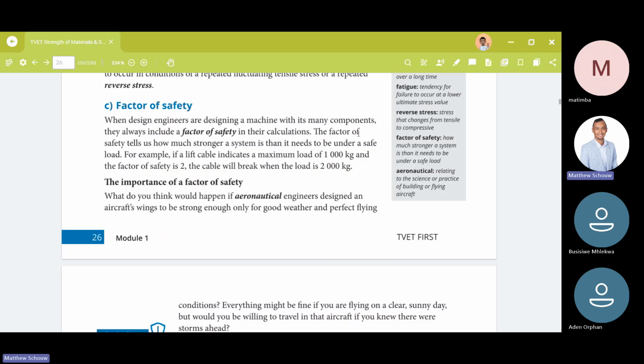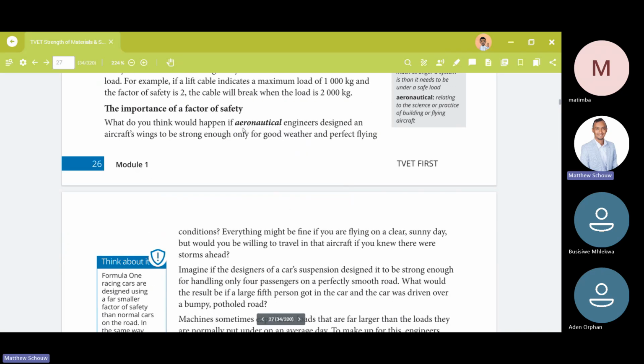For instance, just to give you an example, a lift cable might indicate a maximum load of 1,000 and the factor of safety is 2. That means a cable breaks at 2,000 kilograms. So whatever we build as engineers, you normally see a maximum load on the lift. We will say maximum load of 1,000, even though we know it can take 2,000, because you know what's going to happen if people obviously purposely overload the system.